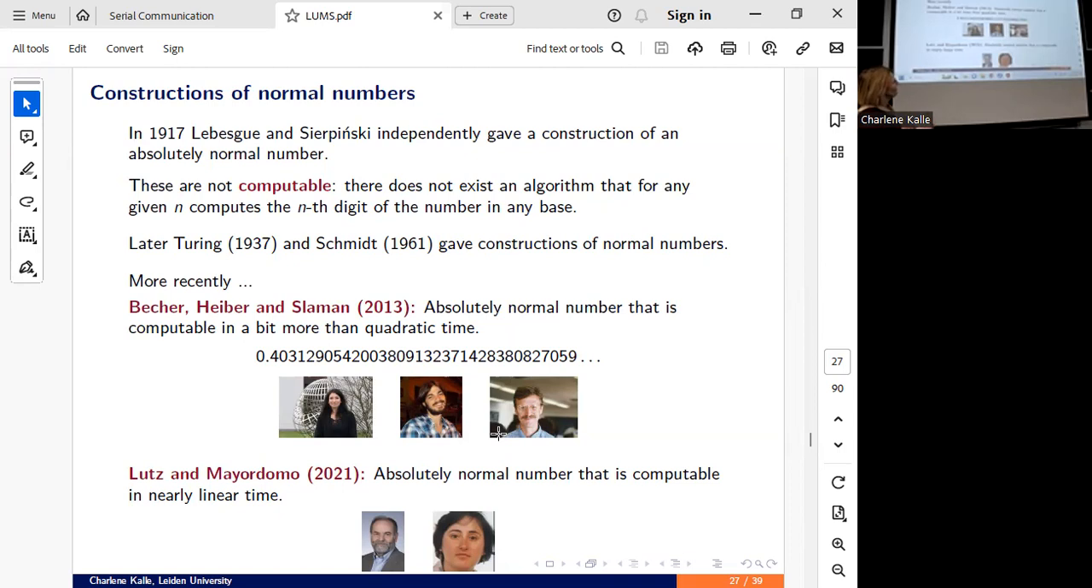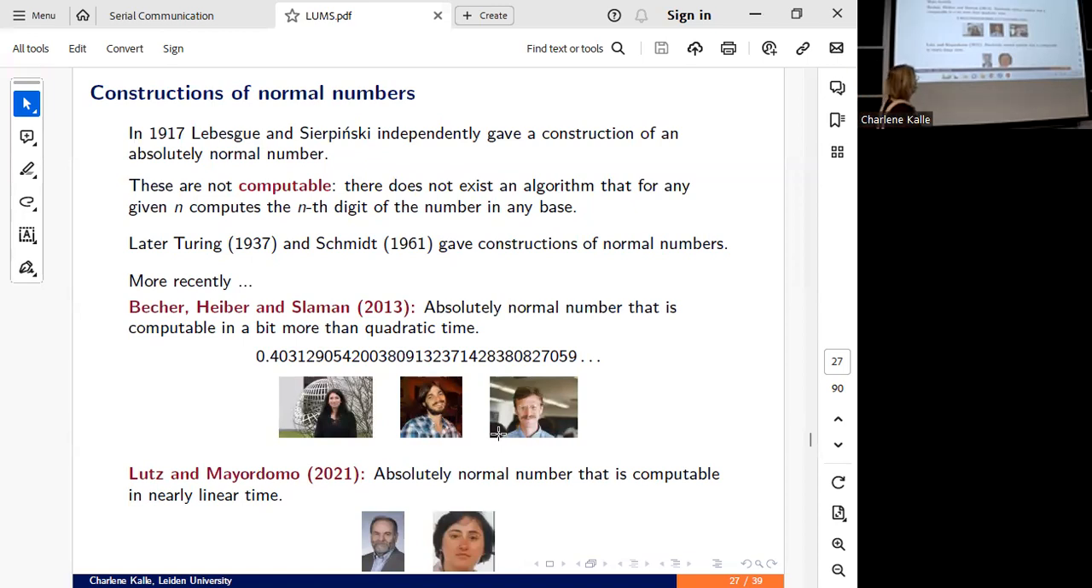So this is what we have. And then a bit later, Lutz and Mayordomo found a construction that is computable in even almost linear time. So this is good, but I couldn't find any digits for that. So these are digits in decimal expansions. Yes, this is as good as it gets. These results are quite recent. We do not know much more. So the situation is still very much unknown.